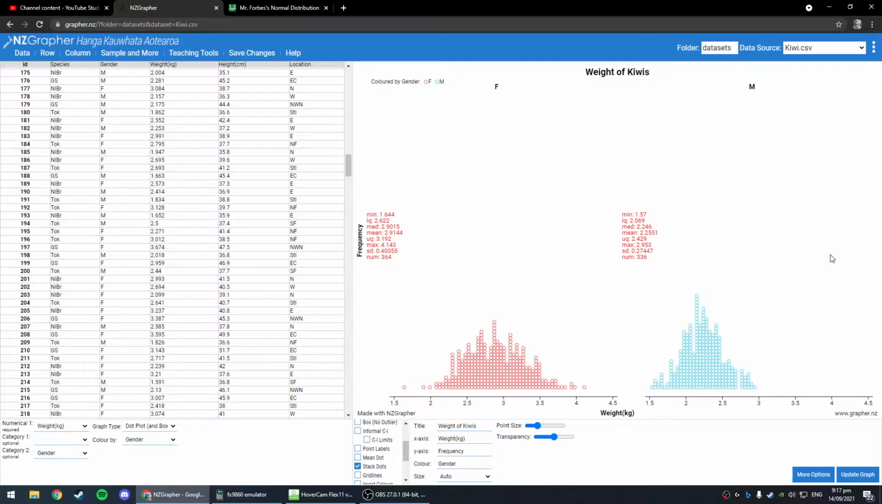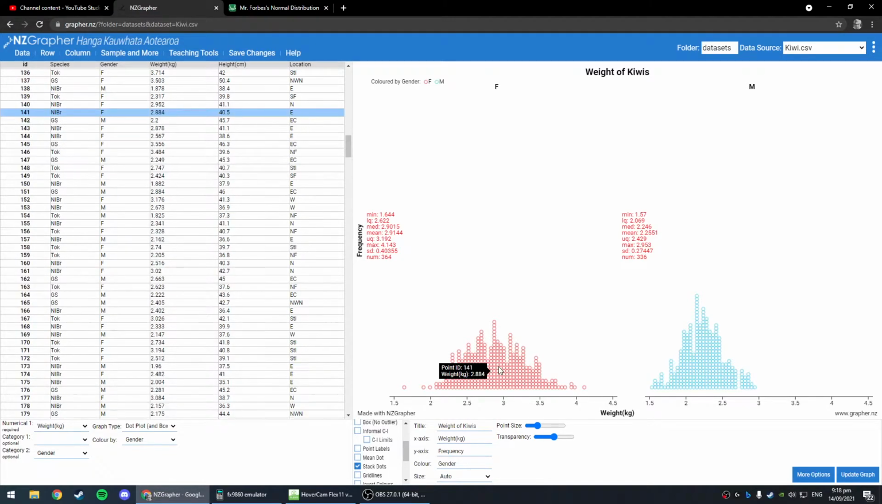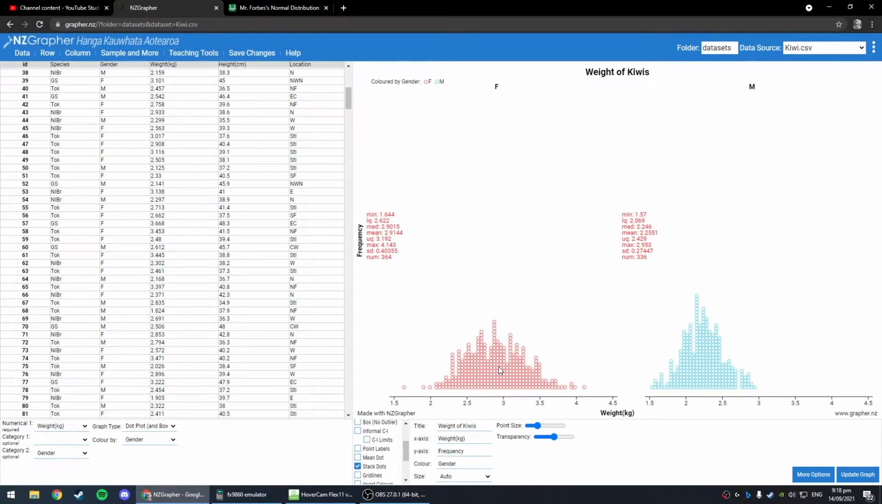Now, which one's going to be better to model? I reckon females. Let's go with female kiwis, so we're going to model that today. Before we can do that, what is the mean of females? The mean of females is 2.914. Actually, we'll just go 2.9 for today, just to keep it easy for calculations so we get some nice numbers. Standard deviation, we're going to go with 0.4. Okay, so let's model that.